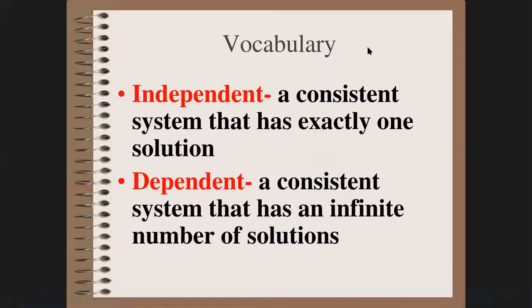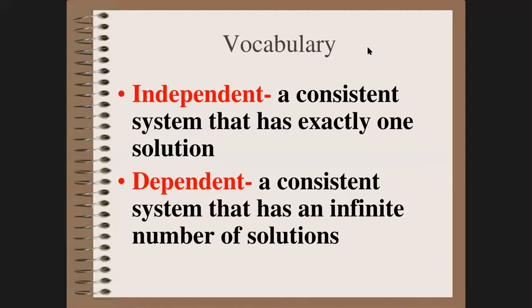But today, inshallah, we have a new vocabulary, which is independent: a consistent system that has exactly one solution. So if we have only one solution, we will denote it as independent. It depends on when we represent it graphically. If we have only one solution, the two lines will intersect at only one point. If they intersect at only one point, this is called independent.